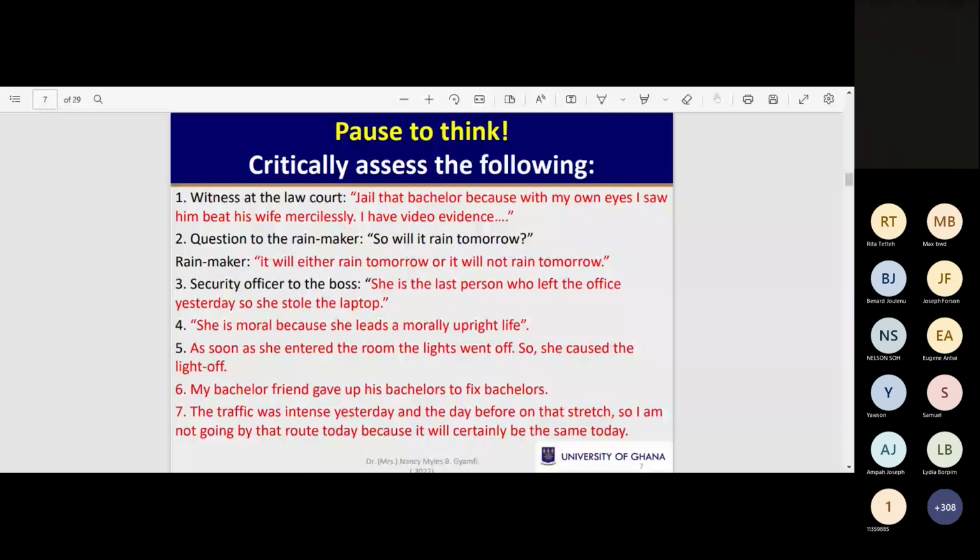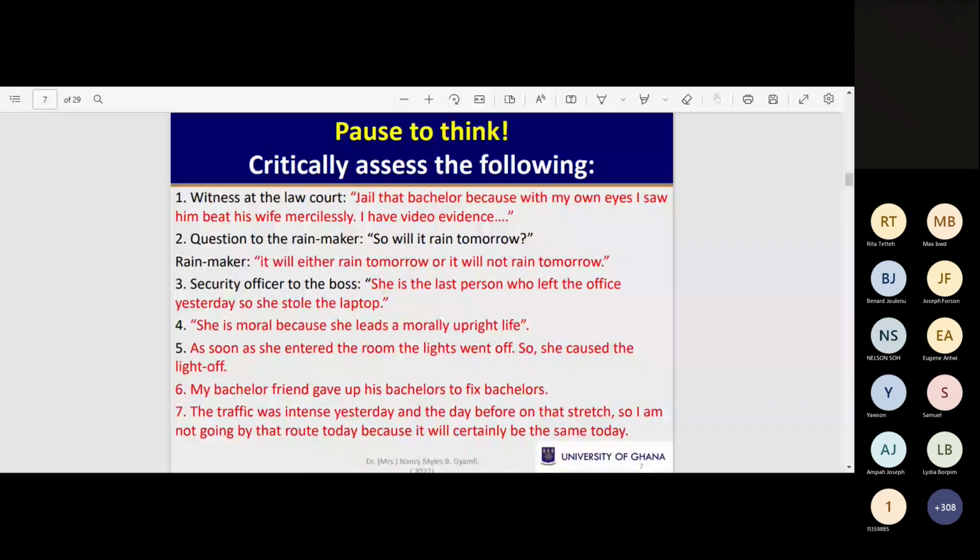My bachelor gave up his bachelor's to fix bachelor's. This is playing on the word bachelor. Different connotations of the word bachelor. Unit 2, you see. Bachelor as an unmarried adult male, but it's not the same as bachelor as a degree you earn in the university when you enter it at first entrance.